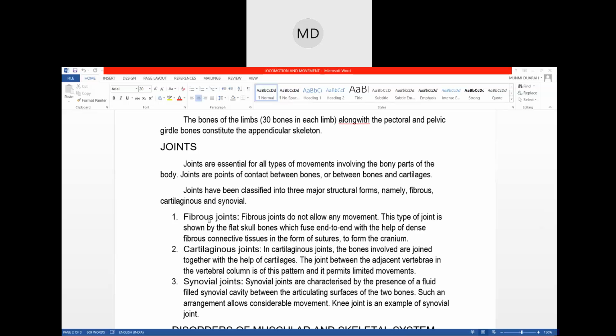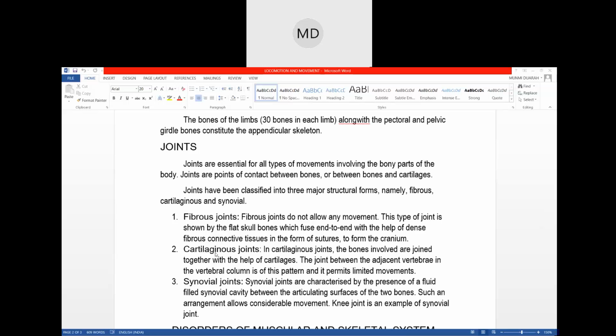The first type of joint is the fibrous joint. Fibrous joints do not allow any movement, and they are present generally in the head region, the skull bones. So these are the fibrous joints. They are generally found in the head region, and they do not allow any movements. Okay, just remember that.